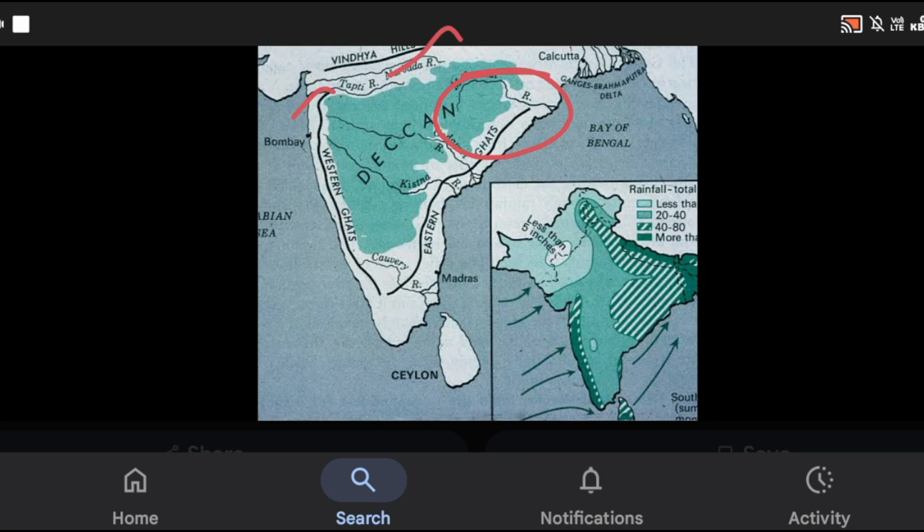And for your kind information, I'll tell you here, whatever the Narmada and Tapati rivers are there, they are the west flowing rivers. It means they are starting in the east side and ending into the west, or they are merging into the Arabian Sea. But the remaining rivers, you can see Kaveri is there, Krishna is there, Godavari is there. They are merging into the eastern side, or they are merging into the Bay of Bengal. So these are east flowing rivers, and here west flowing rivers.